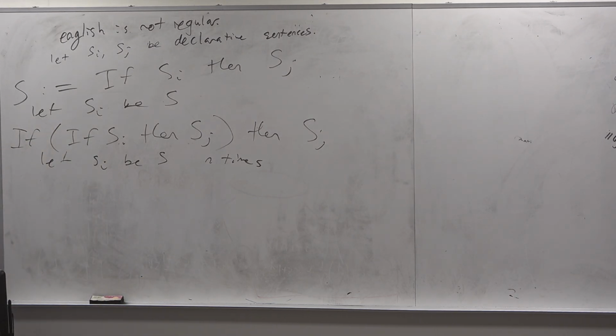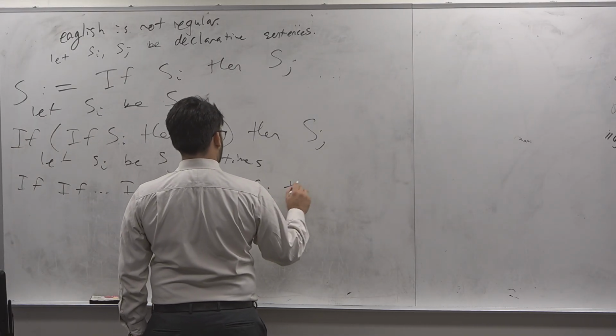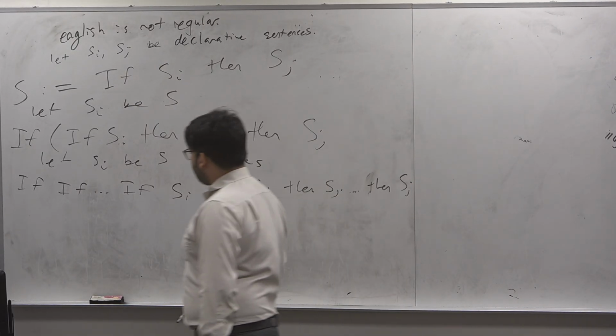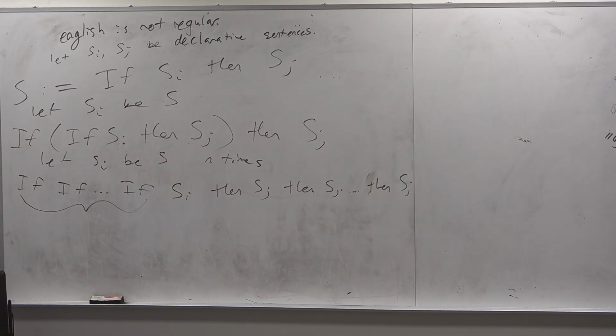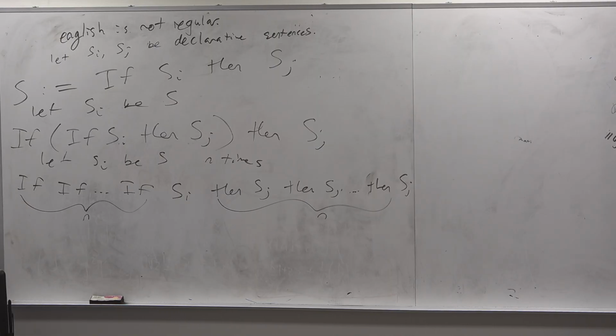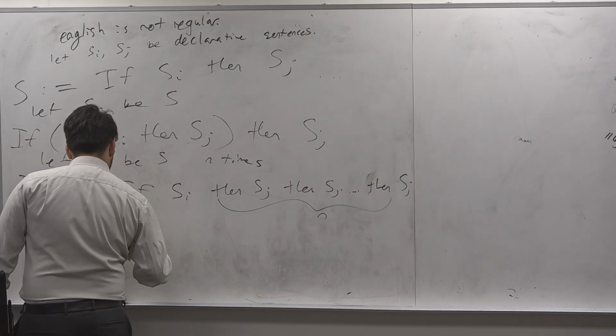What are we going to have if we apply such a recursion n times? It's going to be: if, if, S_i, then S_j, then S_j, then S_j, right? How many times does this if appear? What about this then S_j part? N plus 1. Let's just say n. Suppose that this is just n minus 1 times from the n, whatever. This kind of looks like if to the n S_i, then S_j to the n.